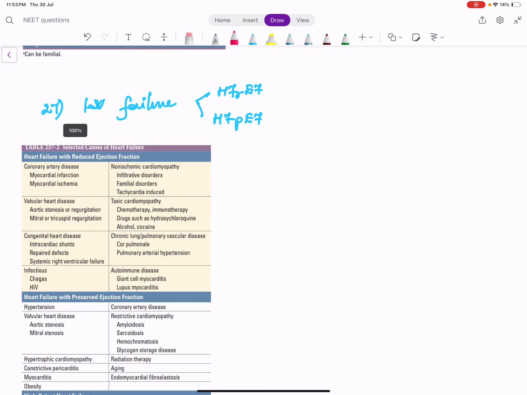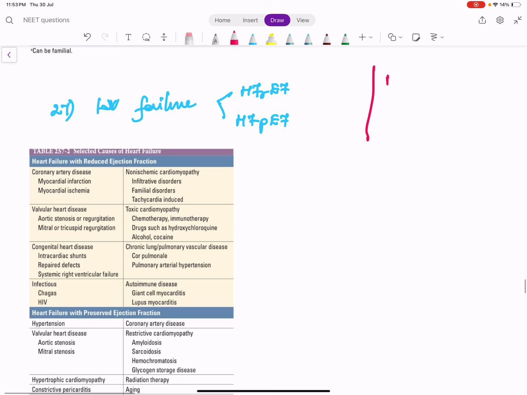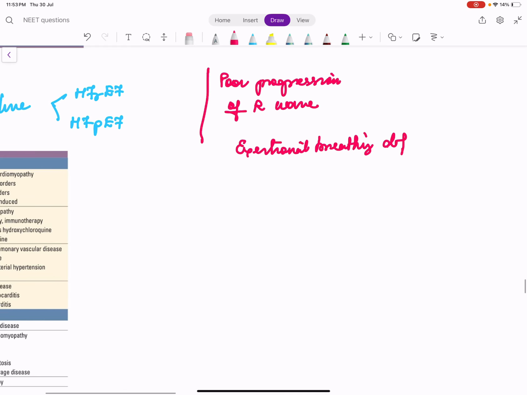cardiomyopathies and LV failure. We just spoke about how to diagnose poor progression of R wave. So if there is poor progression of R wave, or when the patient has some symptoms like exertional breathing difficulty, poor exercise tolerance, paroxysmal nocturnal dyspnea.